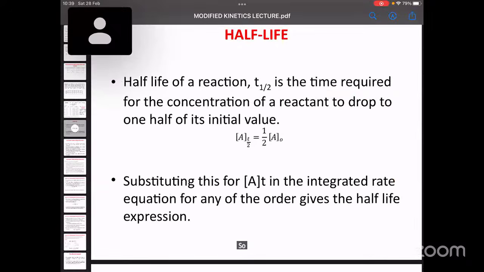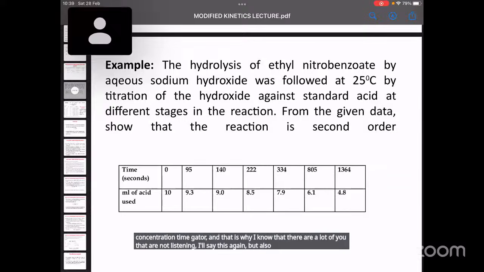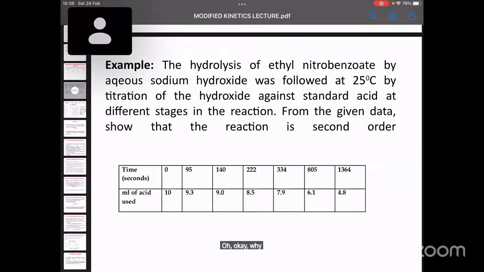So now you have your data. This is the concentration time data. I'm sure that because you're seeing volume, it's still concentration time data. And that is why I know that a lot of you are not listening. I'll say this again, and I'll still come back and ask, why did we have volume here?